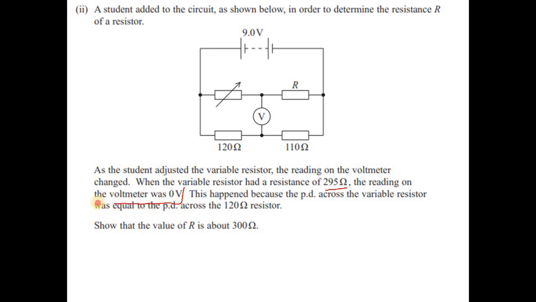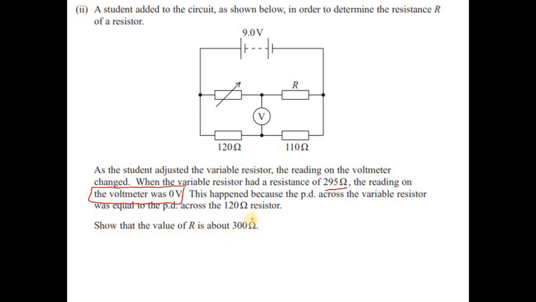Okay, this is a key point. This happened because the potential difference across the variable resistor was equal to the potential difference across the 120 ohm resistor. So the potential difference across these two will be the same. So R and 110. Show that the value of R is about 300 ohm.